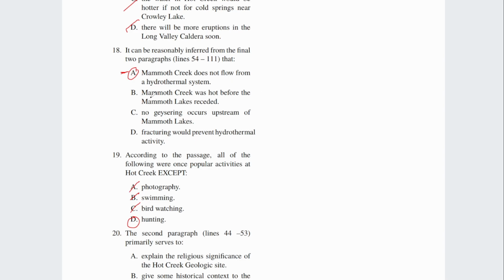But okay, Mammoth Creek was hot before the Mammoth Lakes receded. It doesn't seem like Mammoth Creek was hot at any point. It's from snow runoff. C.